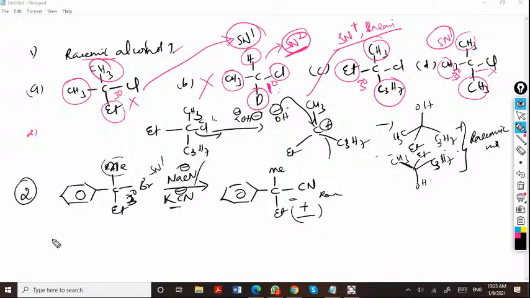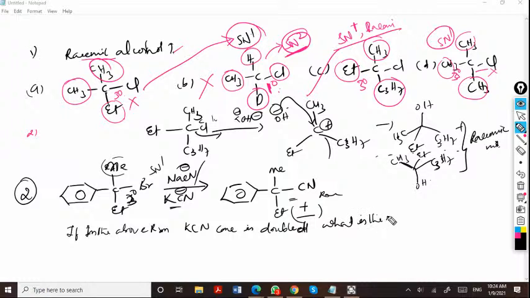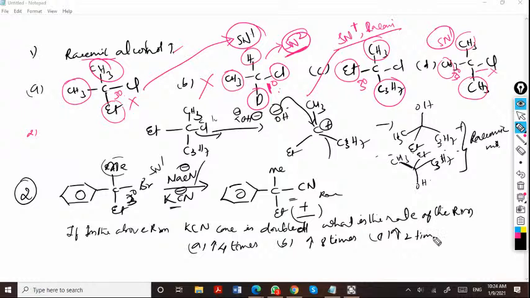So my question is, if in the reaction the KCN concentration is doubled, so what is the rate of the reaction? Option A, the rate gets increased by 4 times. Option B, increased by 8 times. Option C, increased by 2 times. Option D, increased by 0 times, meaning no effect. What could be the answer?